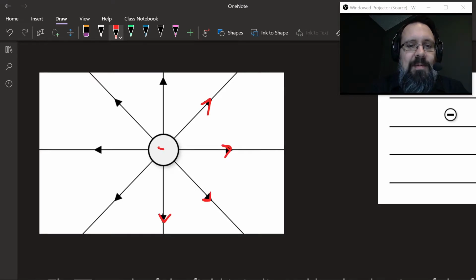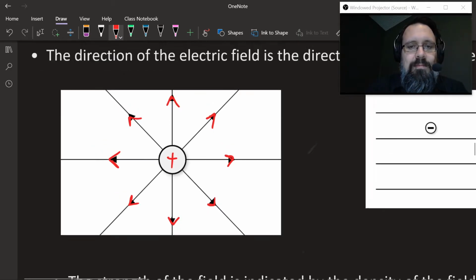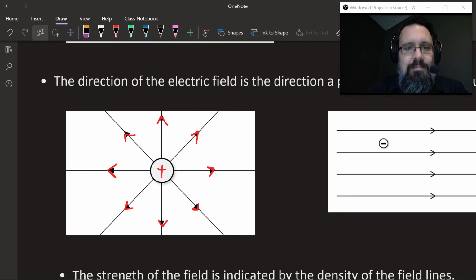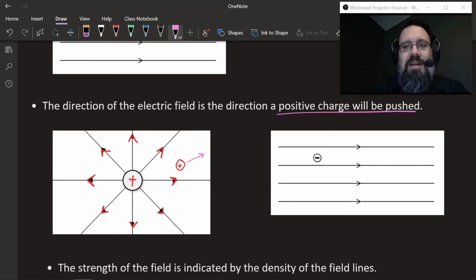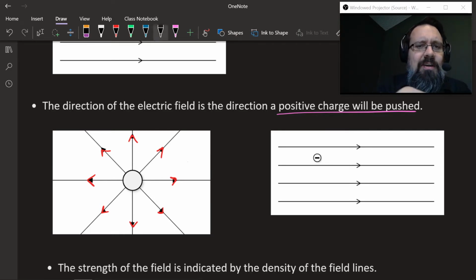Positive. It has to be positive. So how did you figure that out, Mauricio? Since the arrows are pointing away from it. Yep, the arrows are pointing away from it. So you imagine if there were a positive object here, it would be repelled. It would get pushed away. So that means that because of this rule, the direction of the electric field is the direction a positive charge will be pushed. We could see that a positive charge would be pushed away from a positive charge. And so that's how we know that those arrows have to be pointing out. If the arrows are pointing out, then it has to be a positive charge. What if it was a negative charge in the center? Then how would that change things?